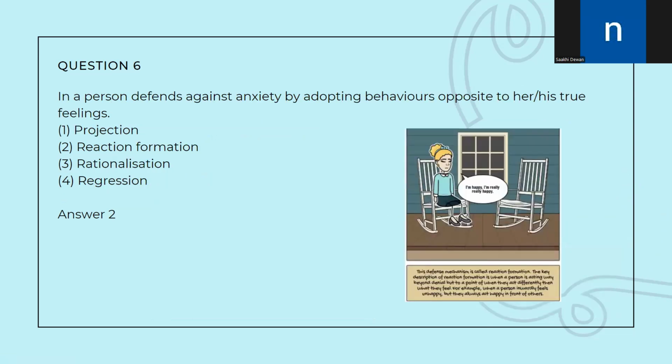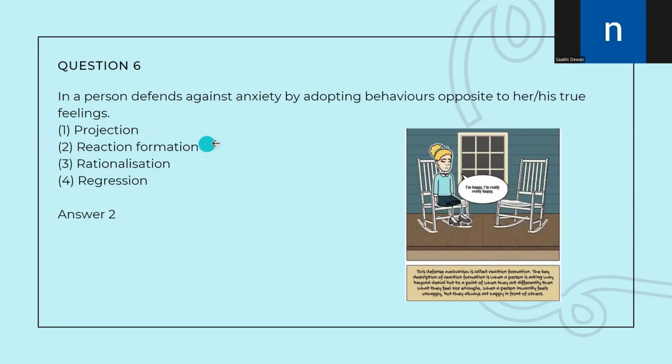It states that a person defends against anxiety by adopting behavior opposite to his or her true feelings. So the question asks us of an ego defense mechanism in which a person defends against anxiety by adopting behavior that is opposite to his or her true feelings. So when we try to understand that a person is actually behaving not according to what they actually feel, but opposite to that, we clearly know that the answer is reaction formation.